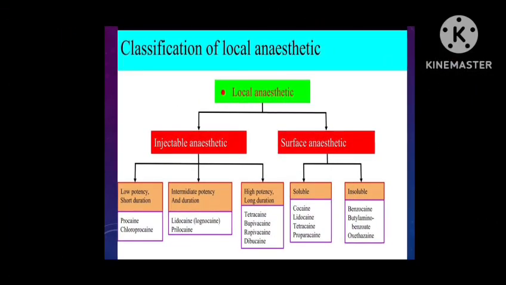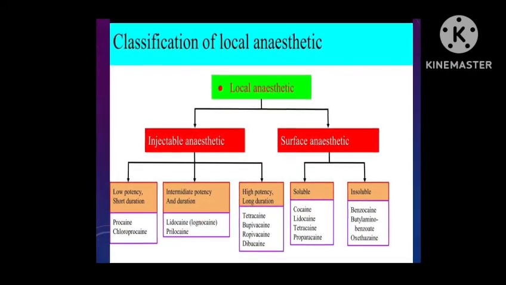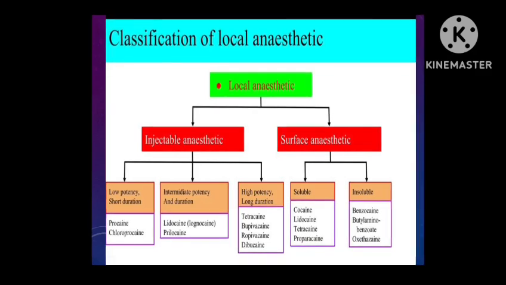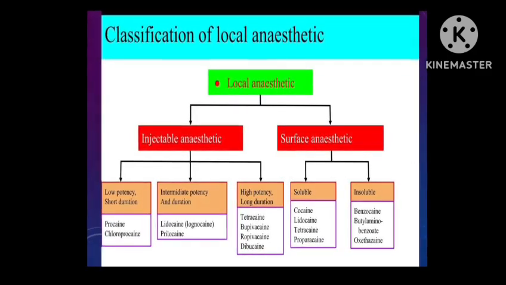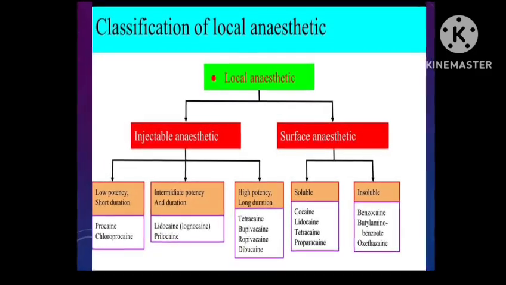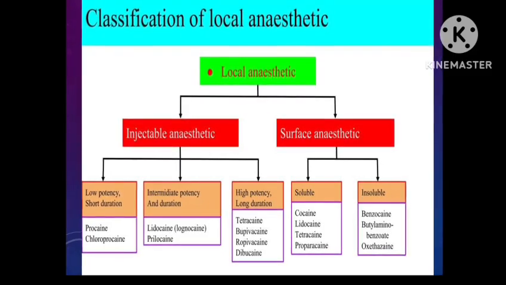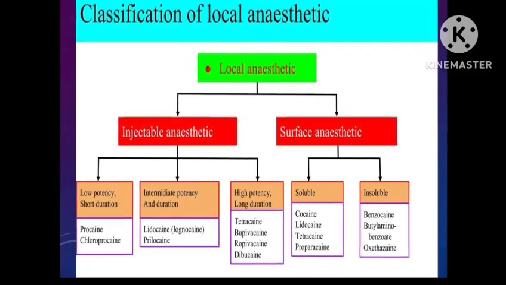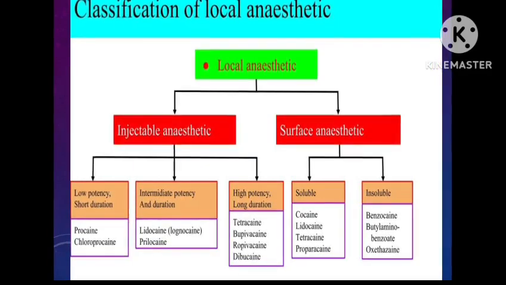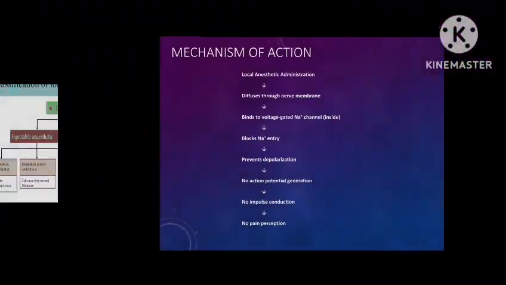So the local anesthetics are mainly classified based on their chemical structure. They are divided into two groups. The first group is ester type. Examples include procaine, tetracaine, and benzocaine. The second group is amide type. It includes lidocaine, bupivacaine, and ropivacaine. So the important difference is that ester drugs are metabolized by plasma cholinesterase, while amide drugs are metabolized in the liver. Clinically, amide drugs are more commonly used today.